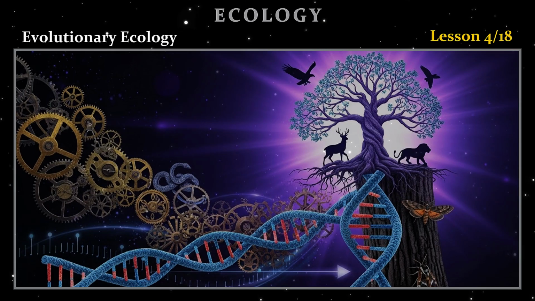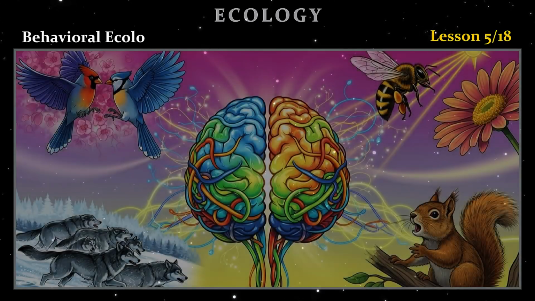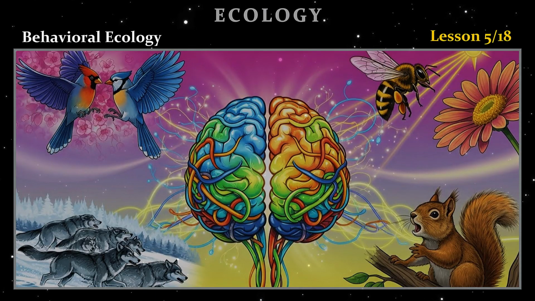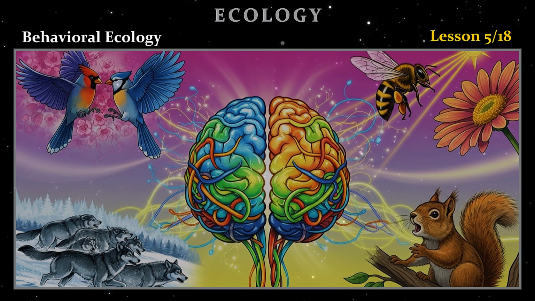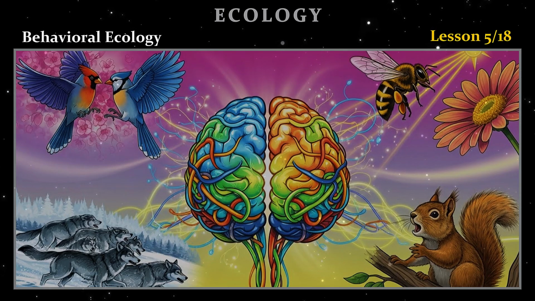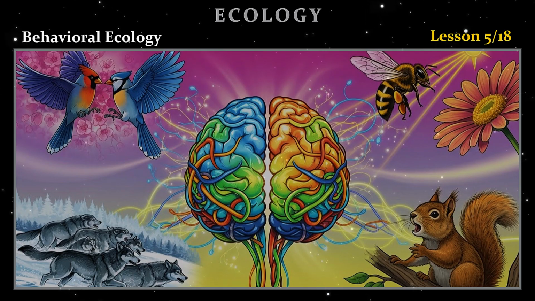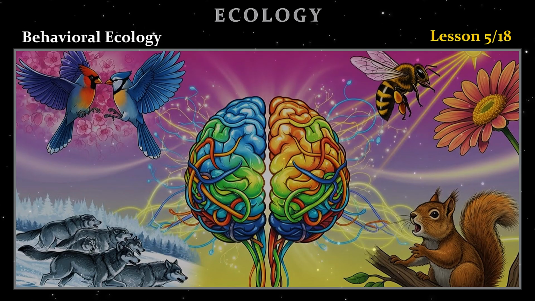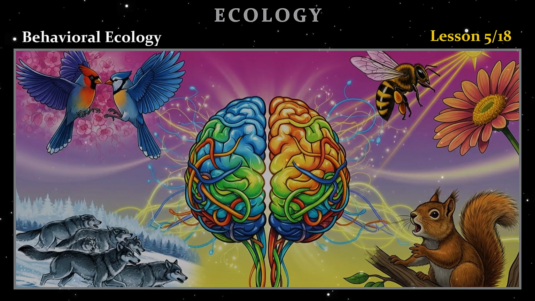Our next lesson explores the economics of animal behavior. Lesson 5, Behavioral Ecology. Here, we ask why an animal behaves the way it does. Why does a bird sing at dawn? Why does a lioness hunt in a group while a leopard hunts alone? Why does a squirrel risk its life to warn others of a hawk? We are not just cataloguing actions, we are looking for the evolutionary logic behind them. We are assuming that behavior, just like a beak or a claw, is a tool for survival.